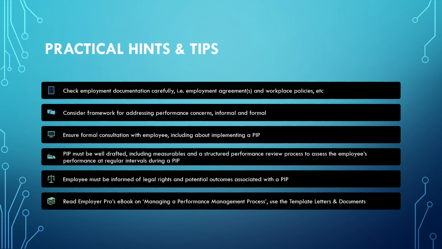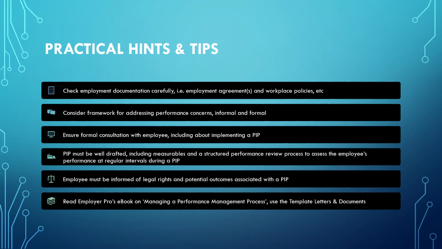Practical hints and tips. If you're an employer who's considering or grappling with a performance management process, always check the employment documentation carefully, namely the employee's employment agreement, any workplace policies or procedures, employee handbooks, etc. Consider how those documents or obligations may inform what you need to do as the employer to manage a formal performance management process. Consider the framework for addressing the performance concerns. So informal steps and formal steps, what do those look like? Like I said earlier, the ebook on performance management has some very detailed, useful information and practical resources in it for managing both of those steps.